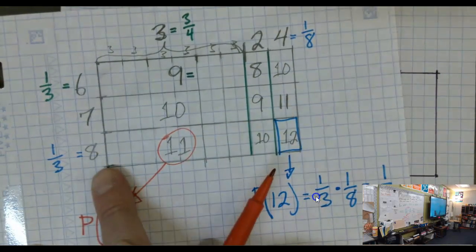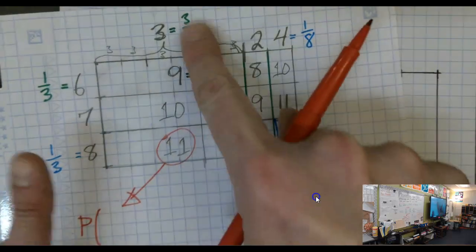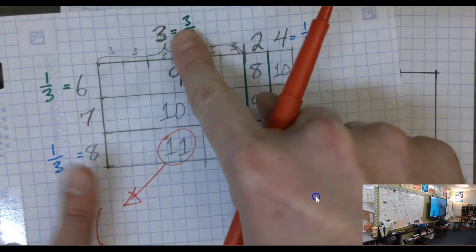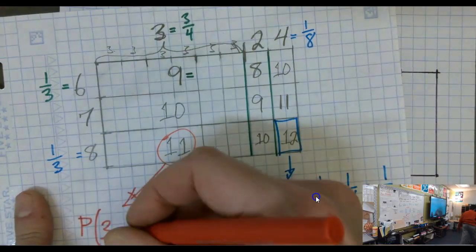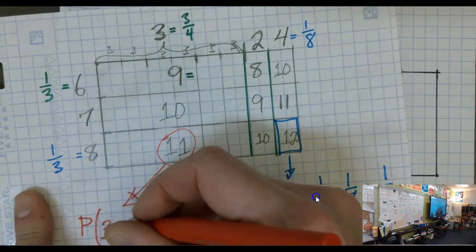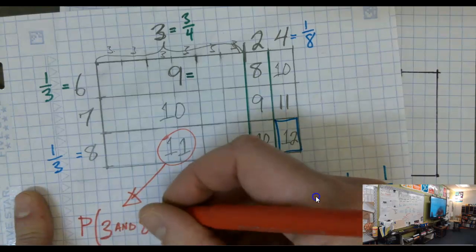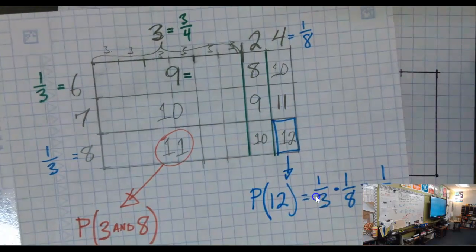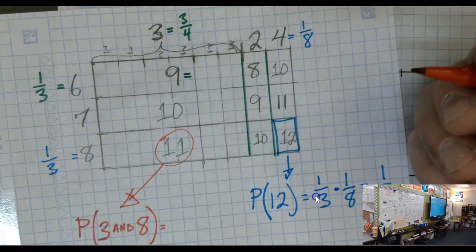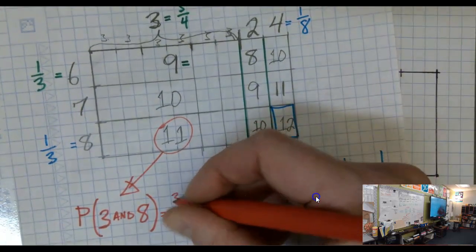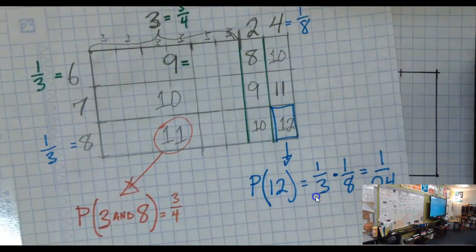Well, what am I getting there? I want what numbers to make this 11? 3 times 8. The 3 and the 8, right? So the probability of 3 and 8. What was the probability of 3? 3/4. What was the probability of 8?